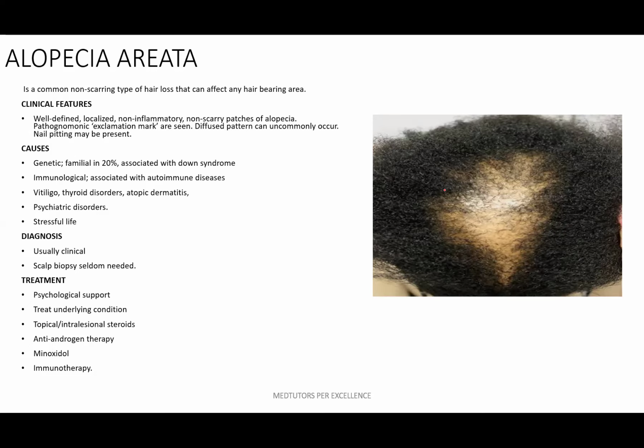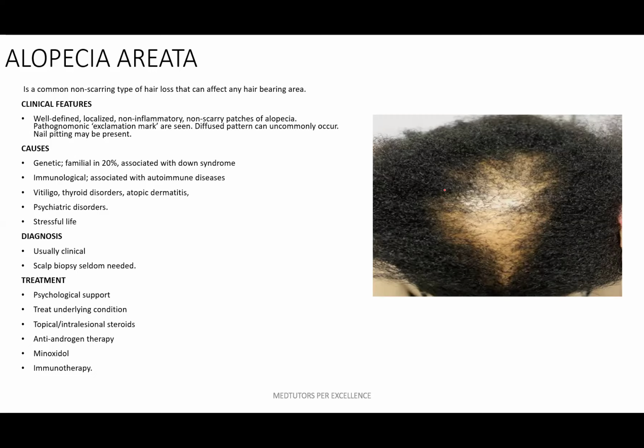Diffuse pattern can uncommonly occur. Nail pitting may be present. Alopecia could be familial in 20%, associated with Down syndrome. It could be immunological. It could be associated with vitiligo. It could be associated with psychiatric disorders.